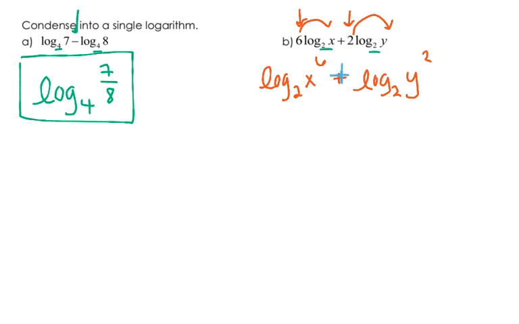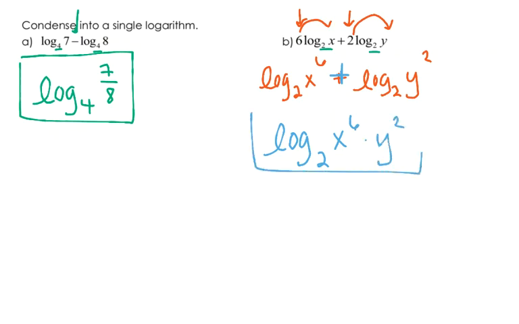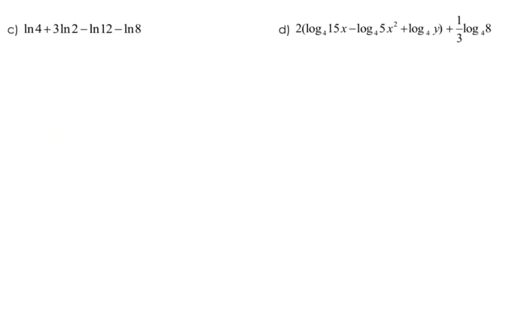So remember, the first property we worked with said that you could take anything with an addition sign and combine the logs with the same base by multiplying. So I've got x to the 6th times y squared. Again, nothing else I can do with this, so I'm going to just be done. Let me point out too that that little dot there you really don't need, so I'll erase it. But I just wanted to show you it meant times. Let's try a couple more.